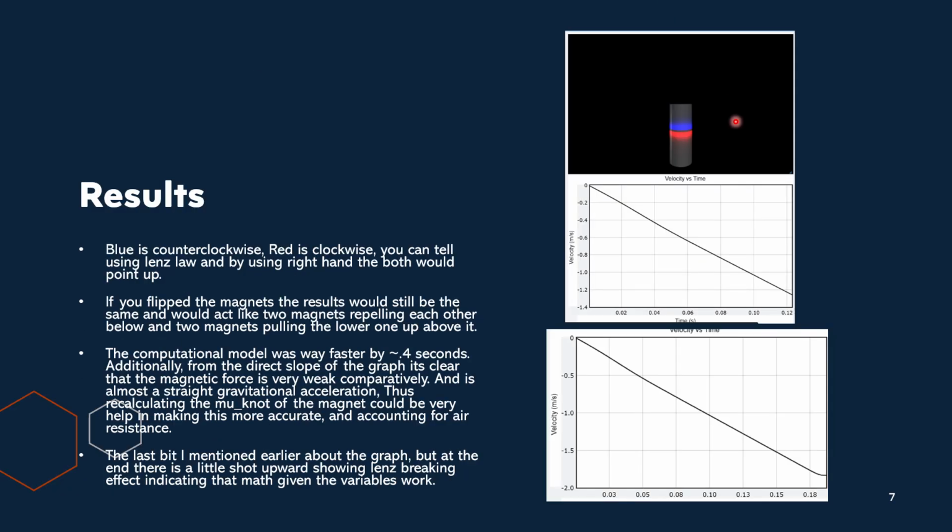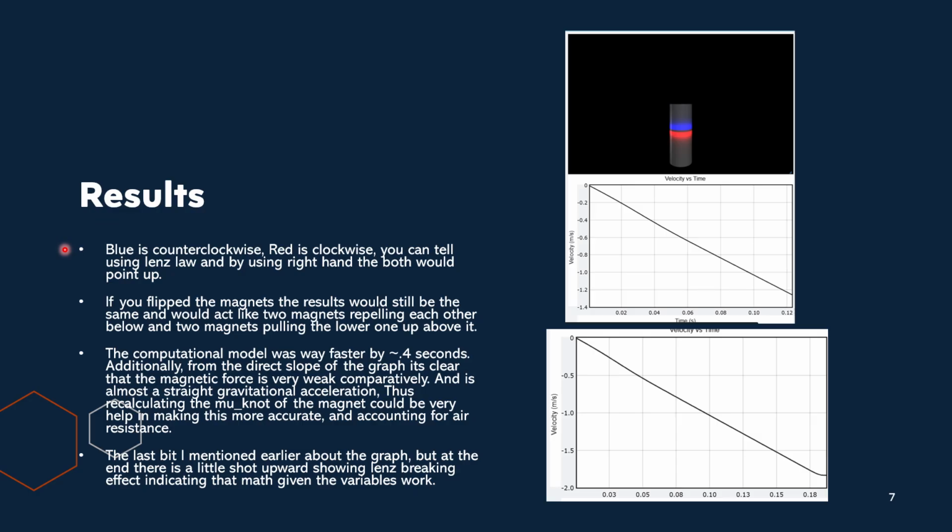So over here on the right, we can see that we've got the blue and the red ring. And so blue is going counterclockwise. So when you use Lenz's law, you can see that would point upwards in the tube. And the red is going clockwise. And when you use Lenz's law, you would also see that it is pointing upwards with Lenz's law as well.